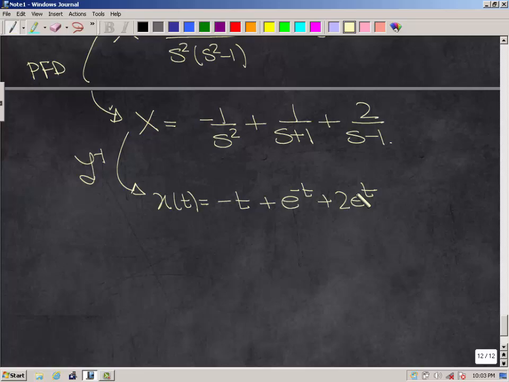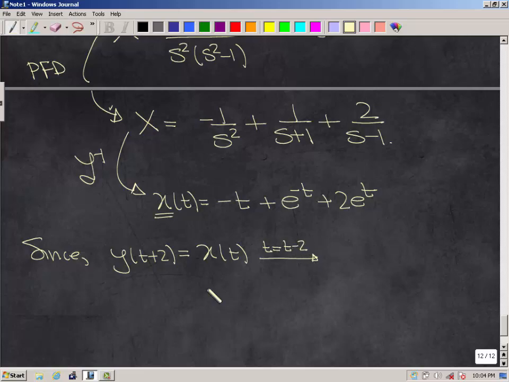But this is not the answer. Why is this not the answer? Because our original problem was a problem in y. We just solved for x. We want to solve for y. So what was y? Let's write that down. Since y of t plus 2 is equal to x of t, we'll have to do another shift out here, right? We'll have to change t to what? t minus 2, sort of.